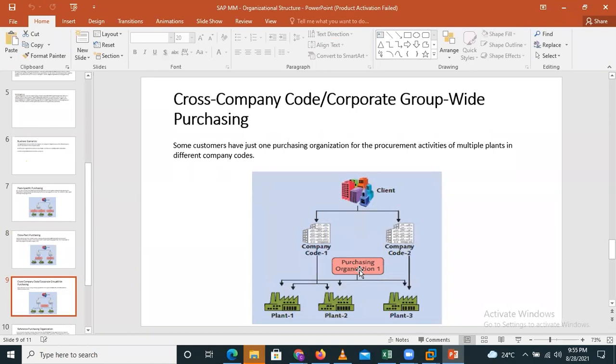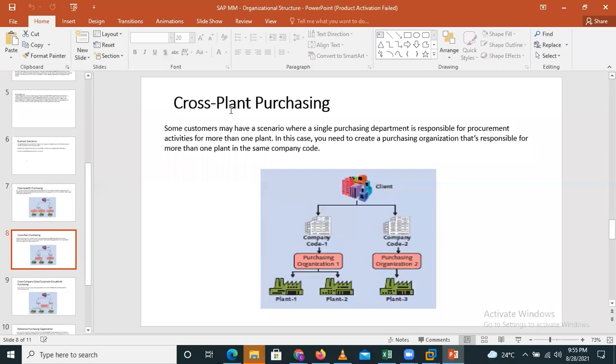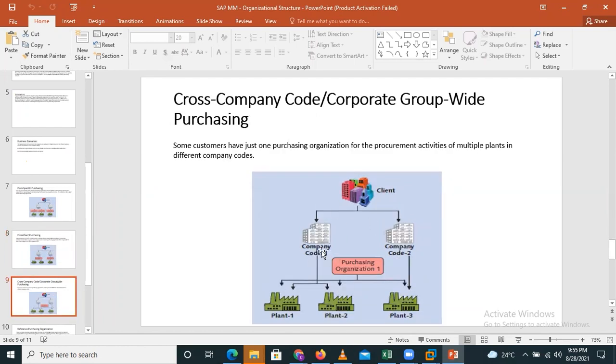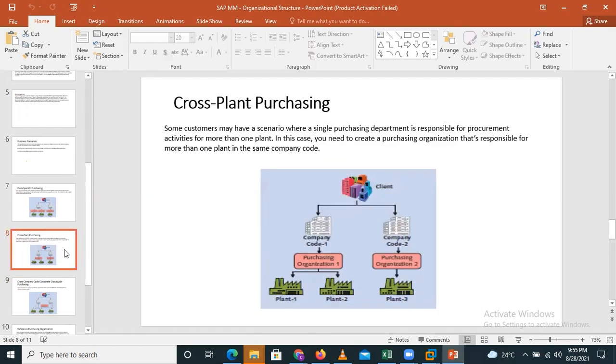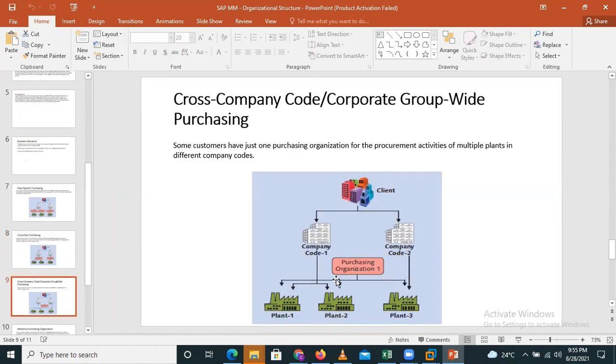So when we have a cross plant purchase org, it means the purchase org has been configured under company code, right? Cross plant is configured at plant level. Cross company code means this purchasing organization is not specifically responsible for any one particular company code. It is responsible for this company code's plants as well as this company code's plants.